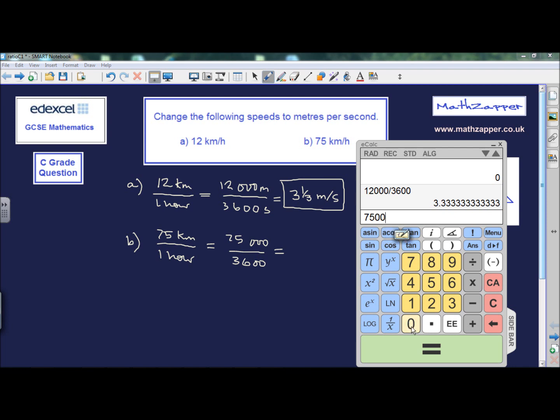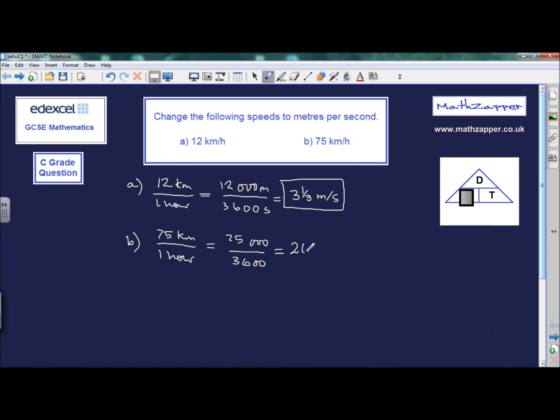75,000 divided by 3,600, and that gives us an answer of 20.83333, which is 20 5/6. So we'll write it in that form as it's more accurate. 20 5/6 meters per second.